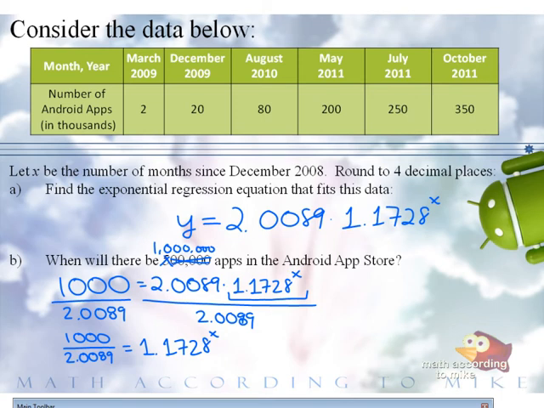All right, so we have 1,000 divided by 2.0089. I just thought of another comeback for that, but we're past it now.